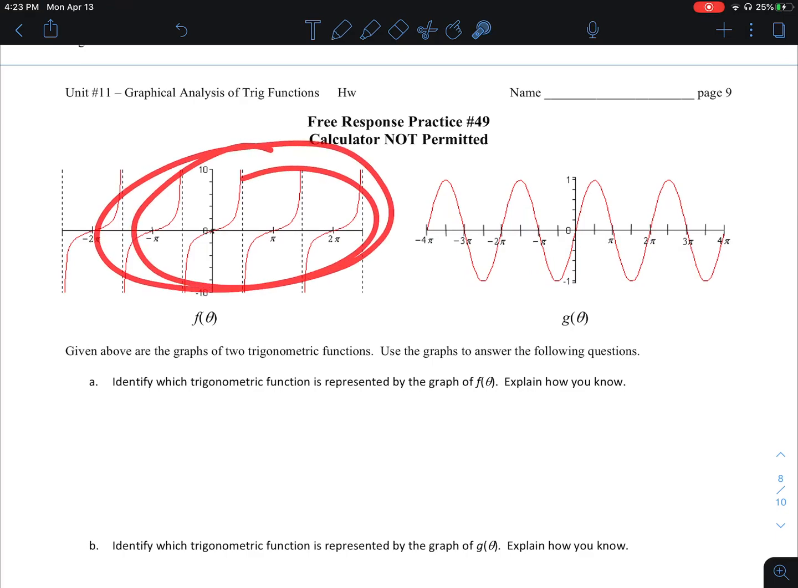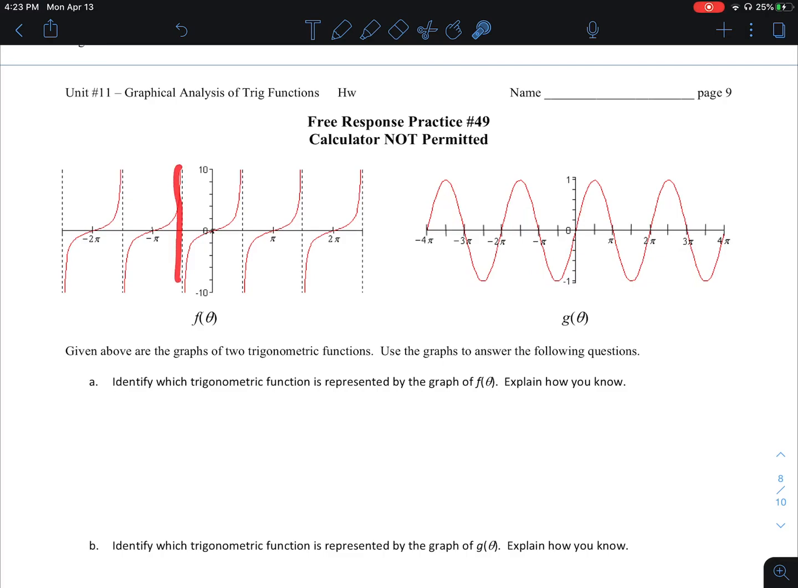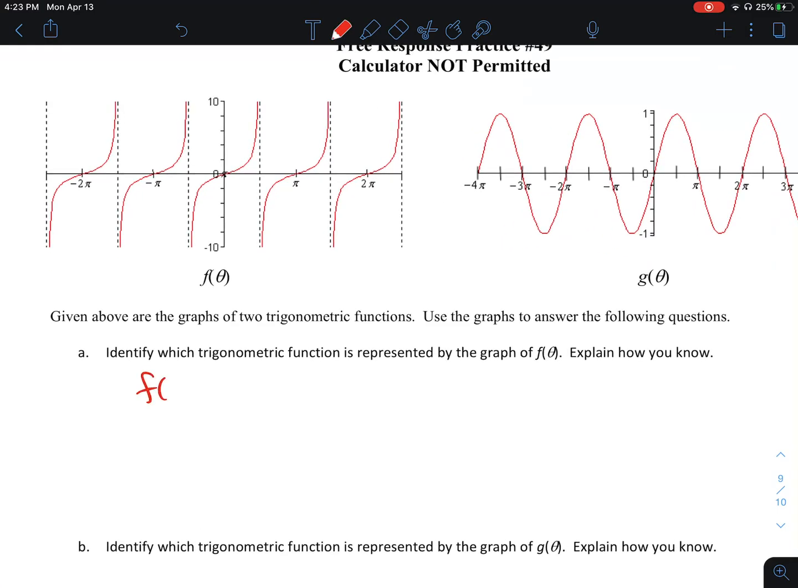Well, f of theta is this fella. If there are vertical asymptotes and then there are curves that are similar to y equals x cubed, a cubic function, it's either tangent or cotangent. If it begins and ends the period at 0 and has a vertical asymptote halfway between, well, that's tangent. So I'm going to say that f of theta is tangent of theta.